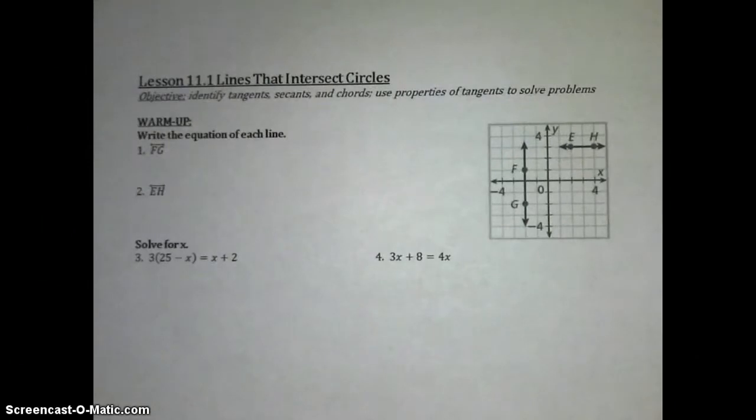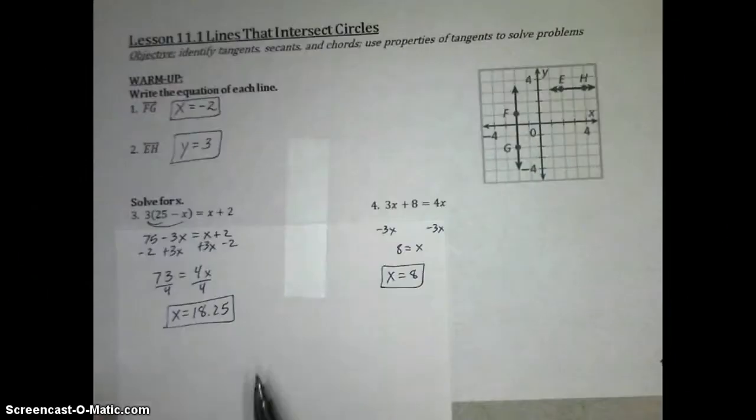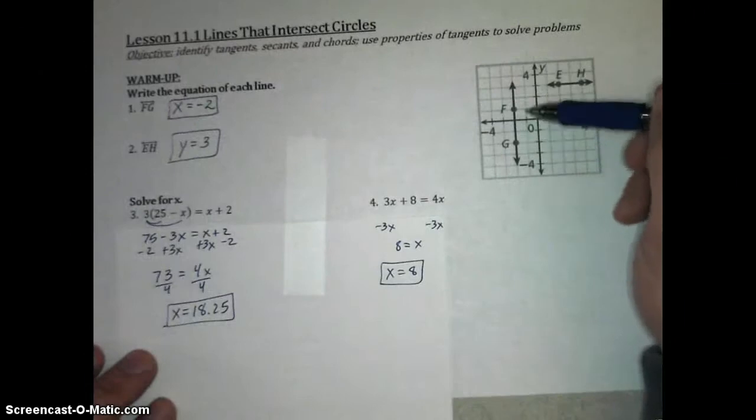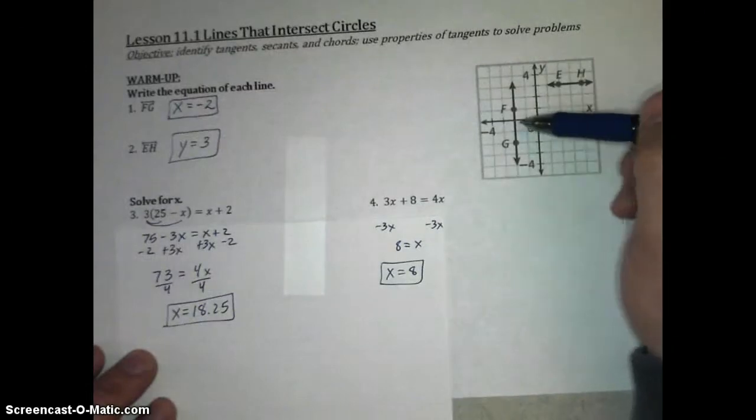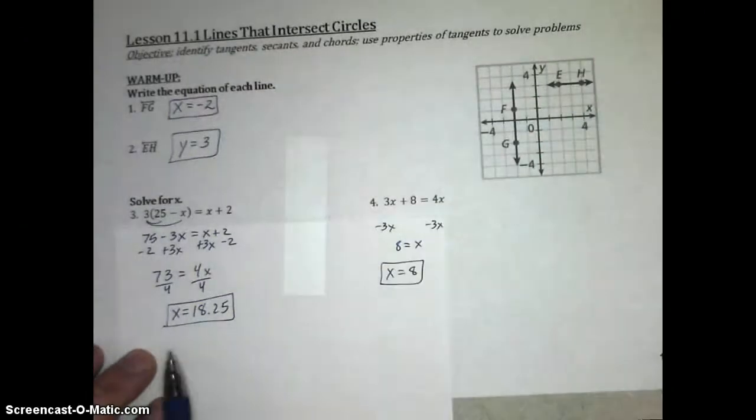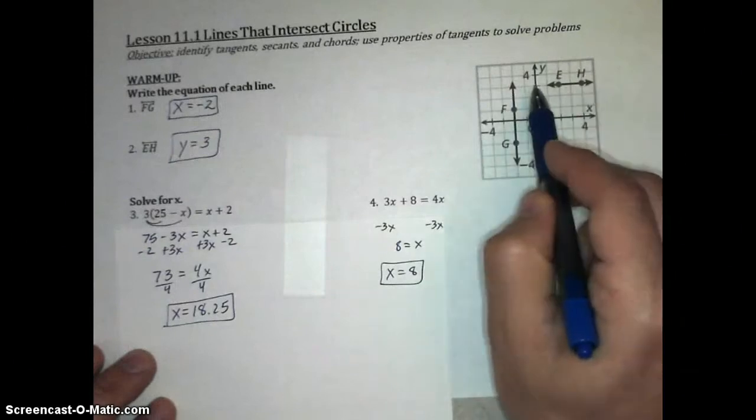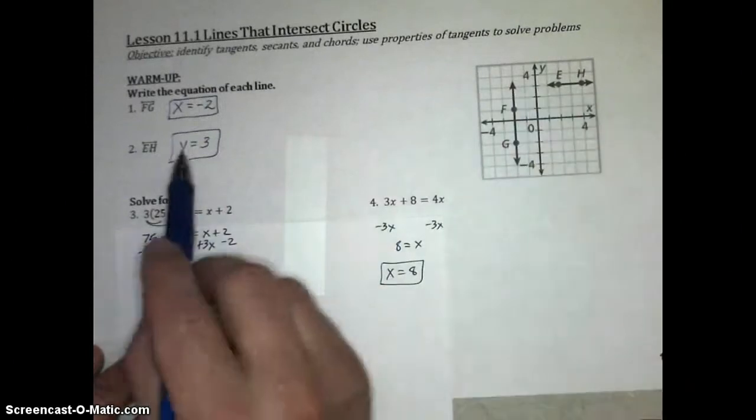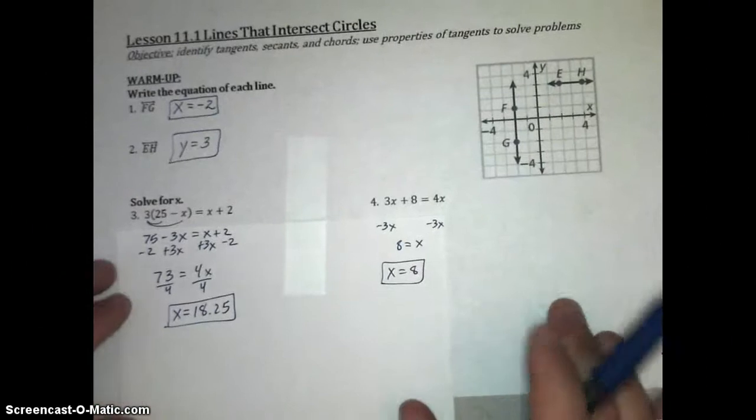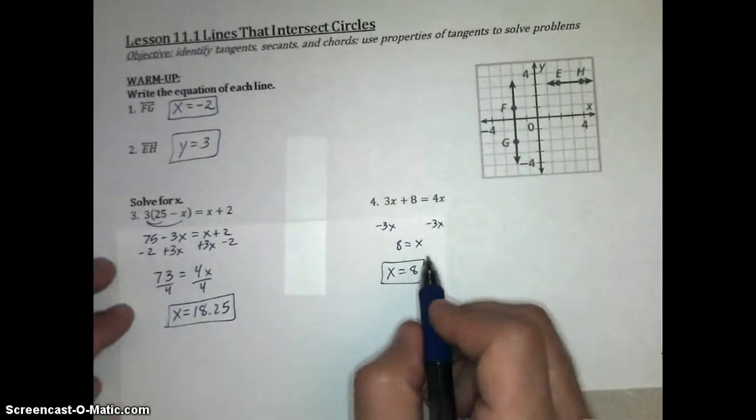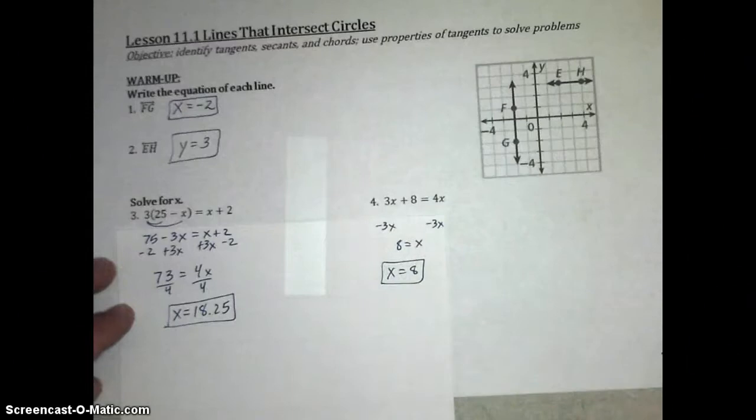Alright, pause the video if you need more time, but otherwise these are the answers we should get. FG is a vertical line crossing the x-axis at -2, so the equation of that line is x equals -2. EH is a horizontal line that would eventually cross the y-axis at 3, so our equation is y equals 3. Alright, on example 3, if we solve for x, we get 18.25. On number 4, we get x equals 8.